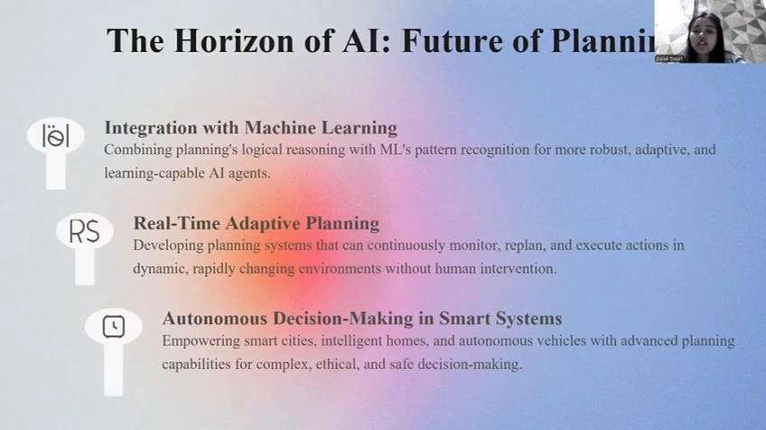The horizon of AI: future of planning. Integration with machine learning, real time adaptive planning, and autonomous decision making in smart systems. Combining planning's logical reasoning with ML's pattern recognition for more robust and adaptive learning capability of AI agents. Developing planning systems that can continuously monitor, replan, and execute. And empowering smart cities intelligently.